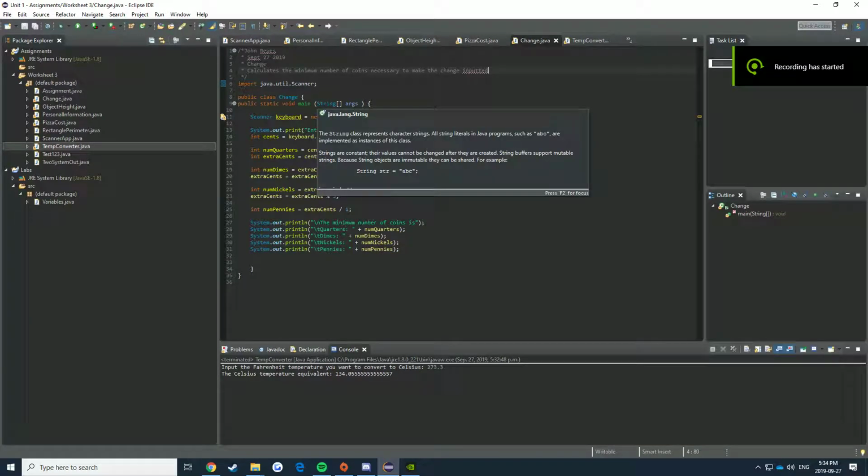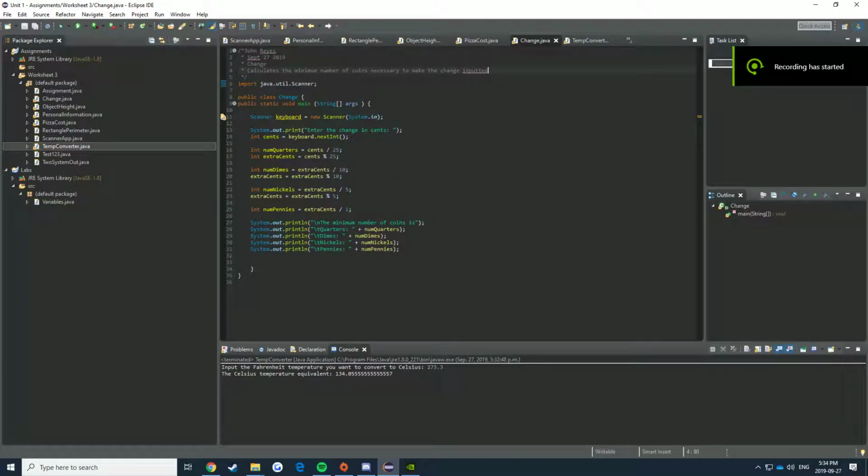Okay, let me try and explain this. Public class, change the name of the class. You need the scanner for this since the user is inputting the amount of cents they have.